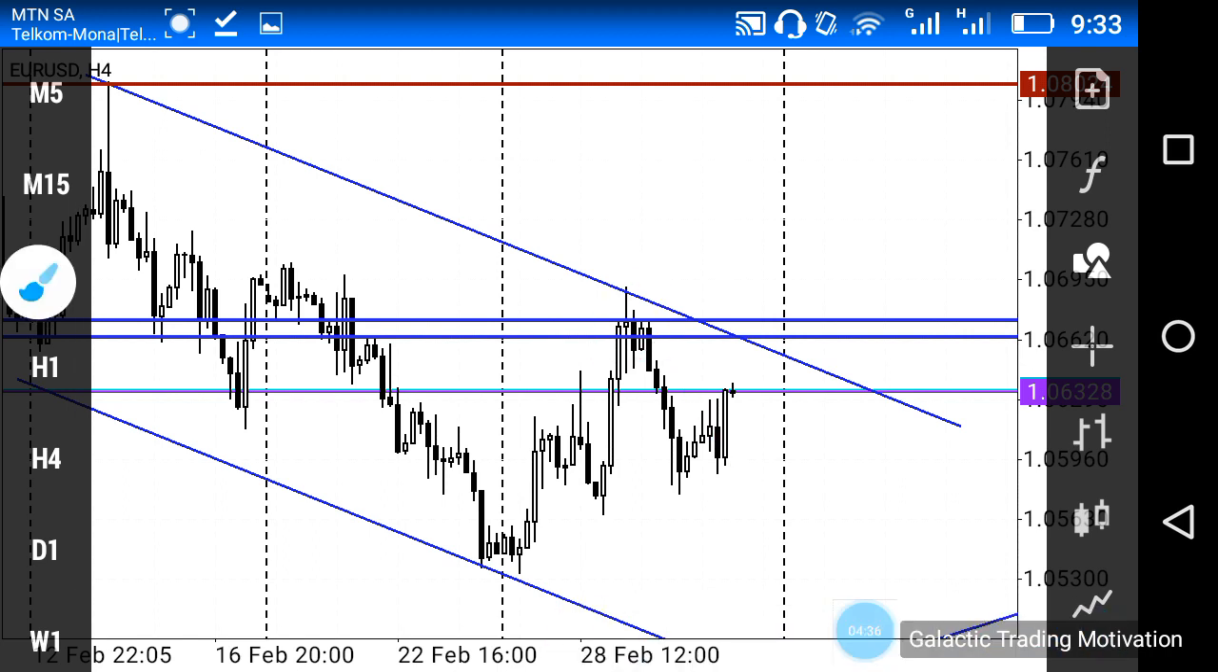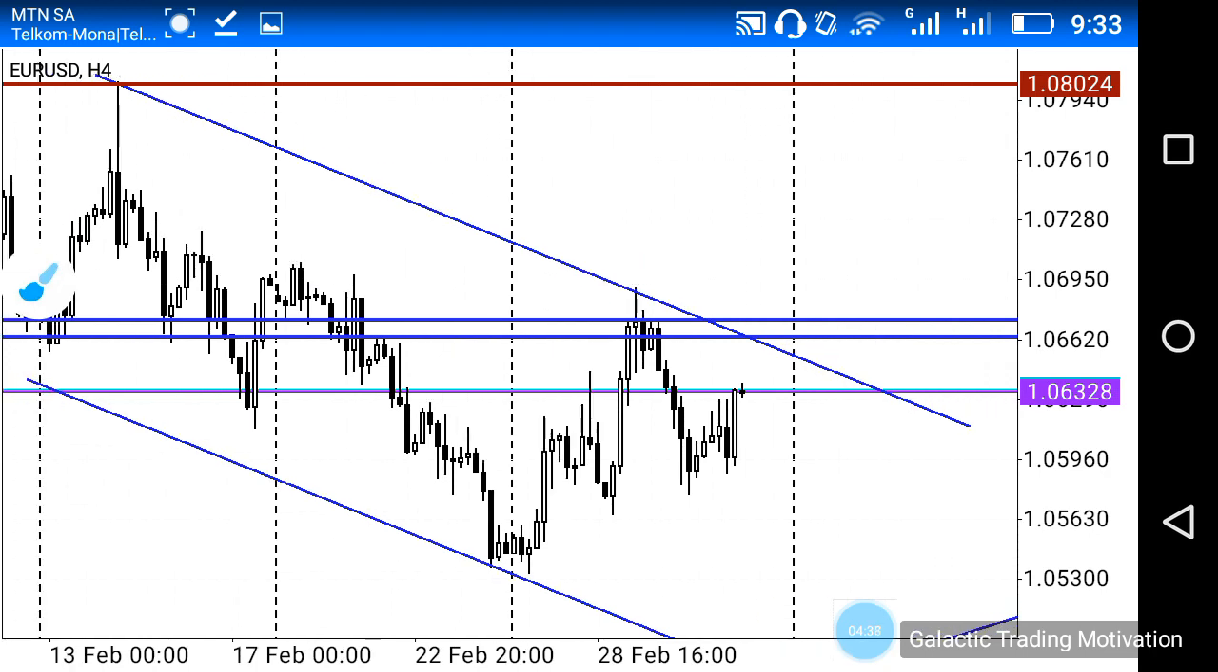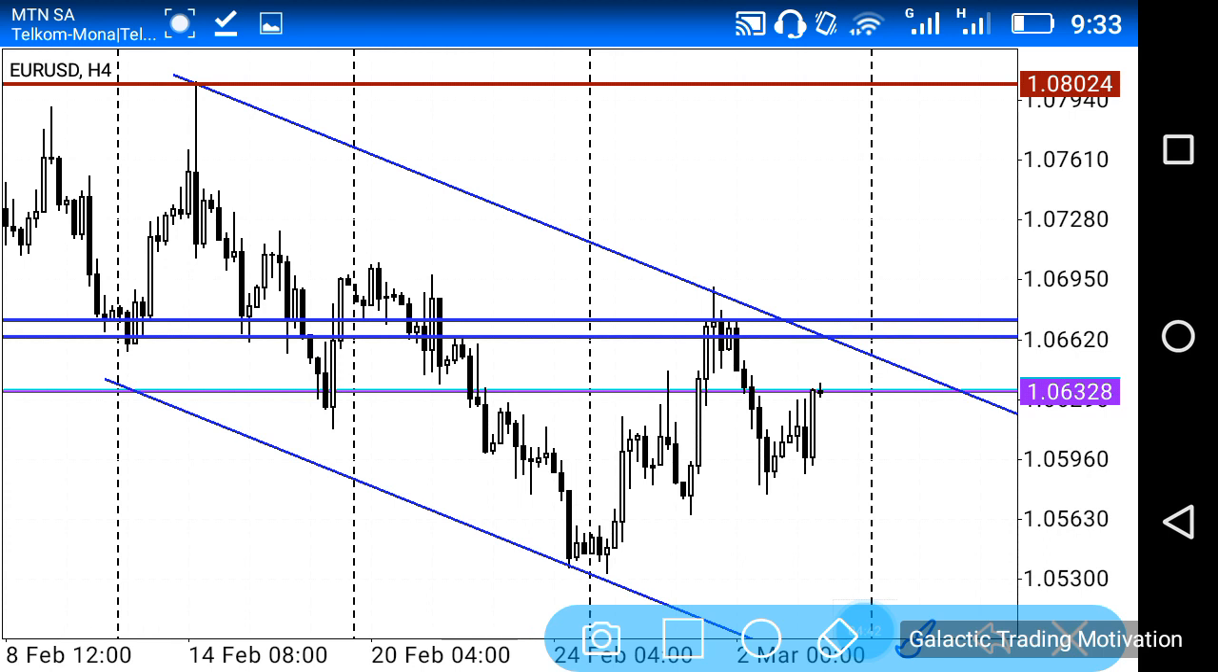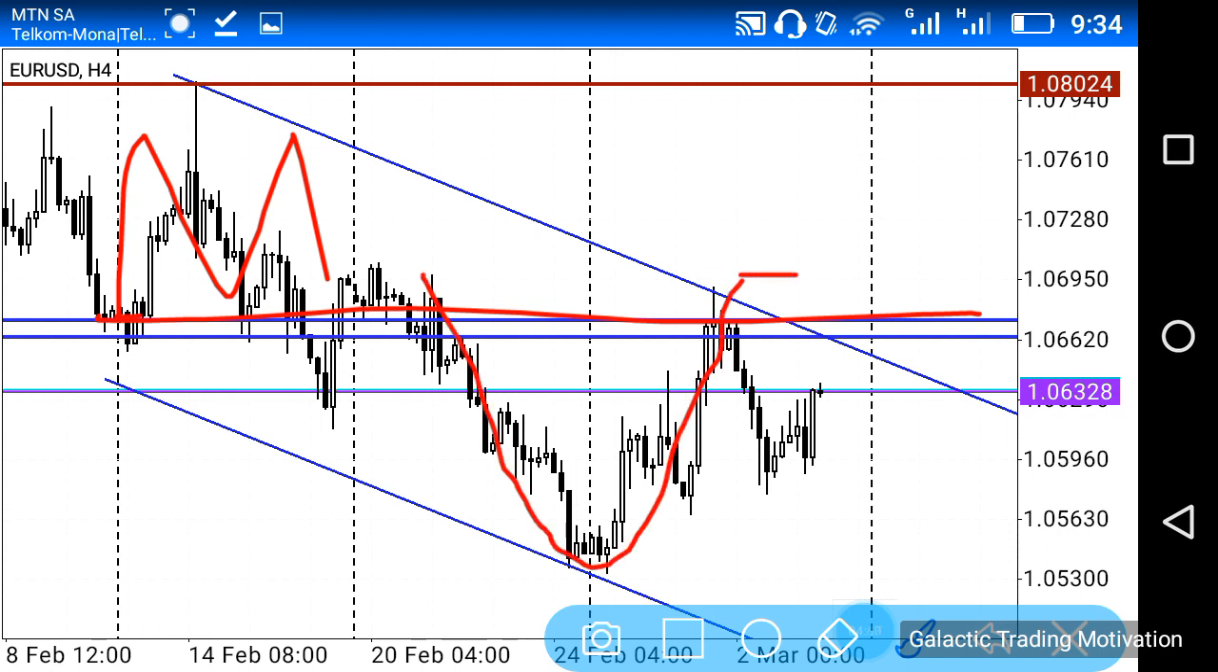However, having said all that guys, as much as I said that we have that M formation over here, the neckline being at this point, price breaking to the bottom side of that neckline, coming back to the neckline to test it, and also at this point pushing further down.